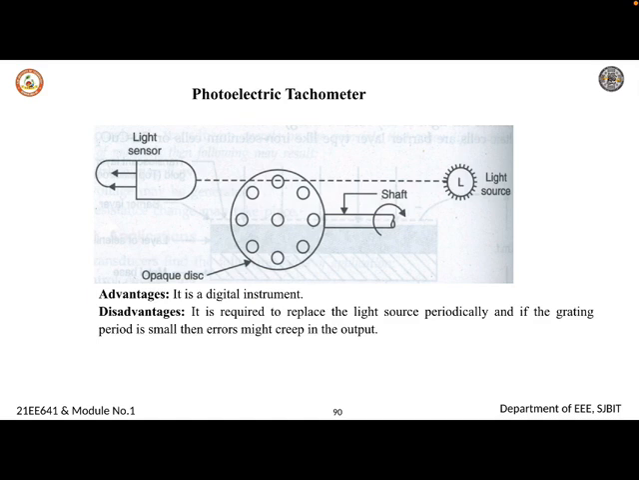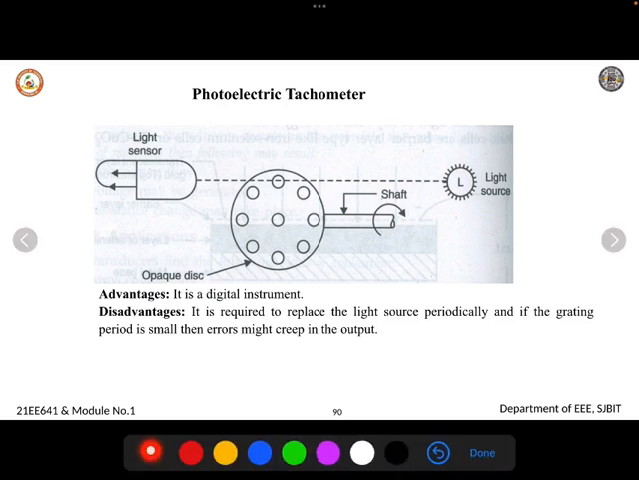So hello everyone. Let us see the next topic, that is the photoelectric tachometer, with respect to sensors and transducers. The tachometer is used to measure the speed of a rotating device in a circular motion. Whenever it rotates, we are able to measure the speed of the device using the tachometer. Here there is something different, which is called a photoelectric tachometer. So what is a photoelectric tachometer?